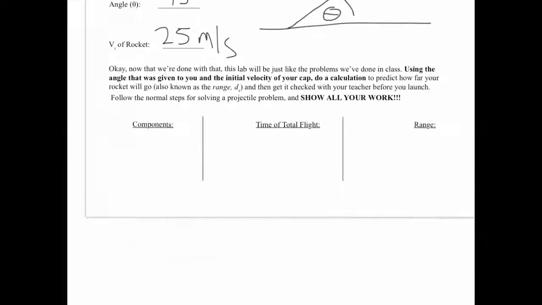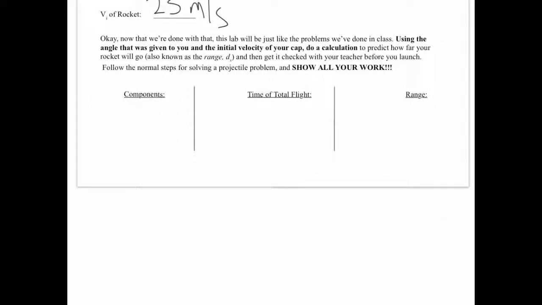When you're out there, you're going to need to go ahead and perform a number of calculations to determine how far your rocket's going to go and how long it's in the air. The first step to doing all of this, as with any projectile problem, is to take your initial velocity and angle and break it into components. This is going to require you to do some trig.